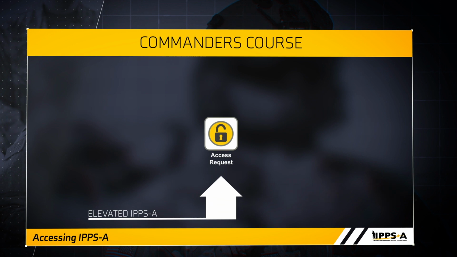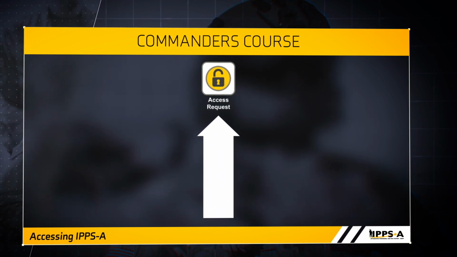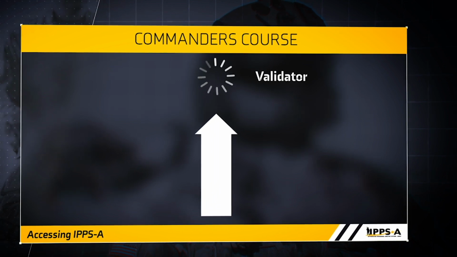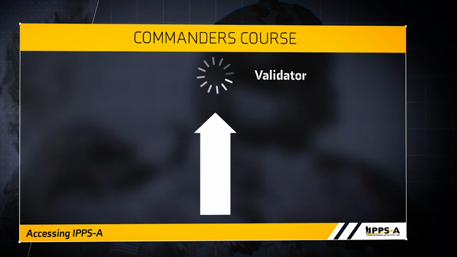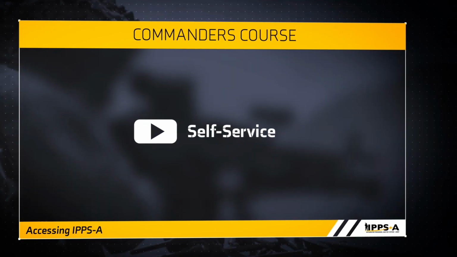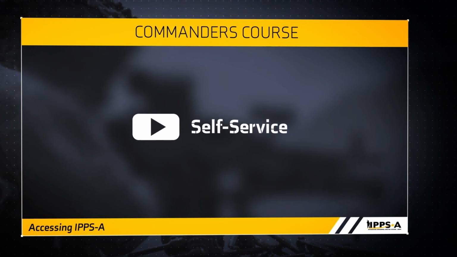Requests are placed and submitted through the Access Request tile found on the self-service homepage. Once the request has been placed, it is processed by a validator of the user's organization. Be sure to review the self-service video in this series so that you will be in the know with what everyone can see in IPPS-A.